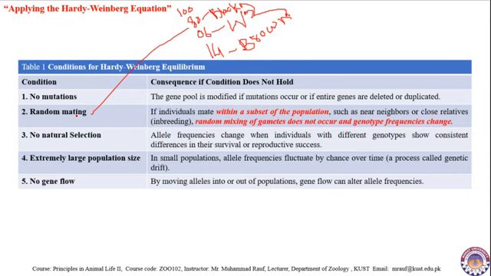So if random mating occurs in a population, all individuals have equal opportunity of mating with other individuals of the opposite sex, then the allelic and genotype frequencies will not change.